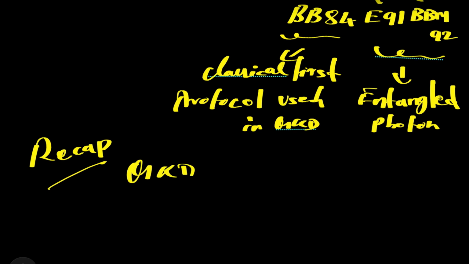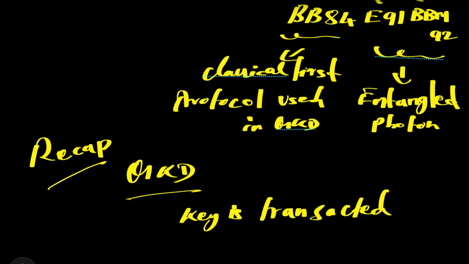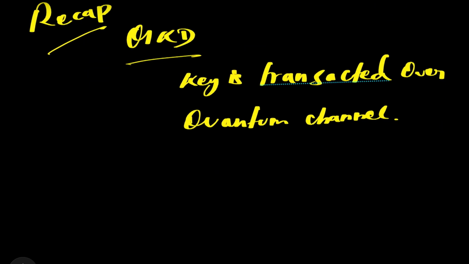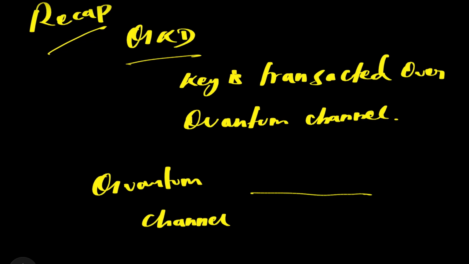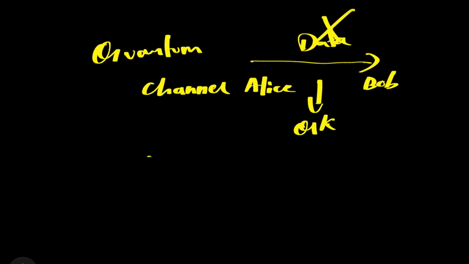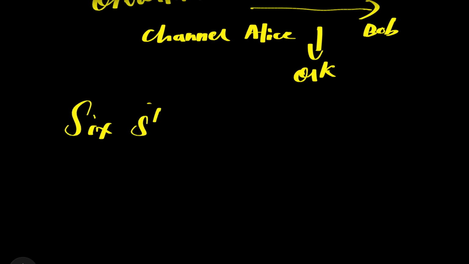So just to recap, in this QKD, the key is transacted over a quantum channel. Just remember this. In quantum cryptography, we are not making the data be transferred. It's not data. We are making the quantum key be transacted between Alice and Bob, and for that we derived all those protocols: BB84, E91, BBM92.